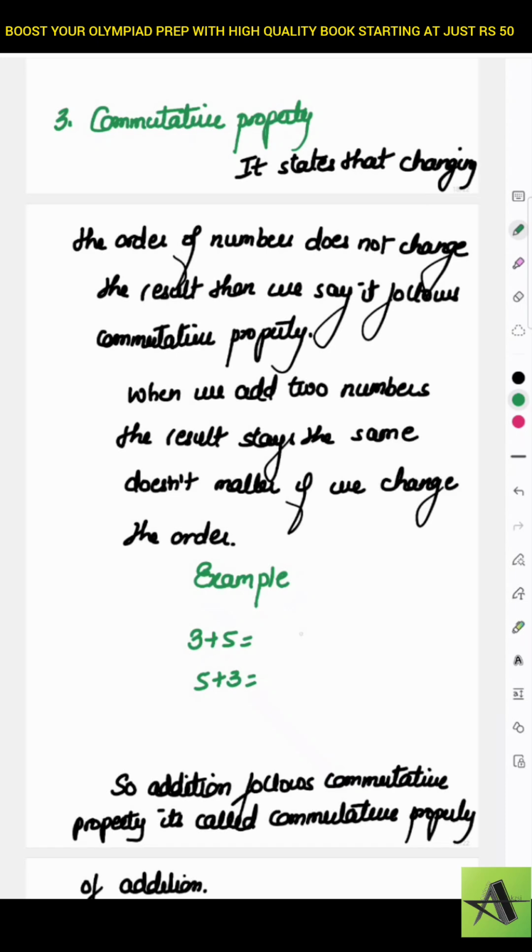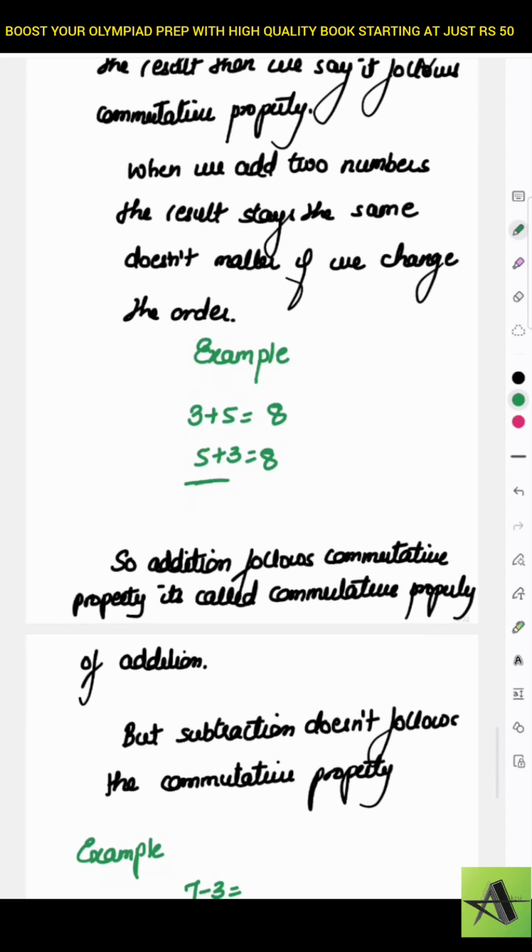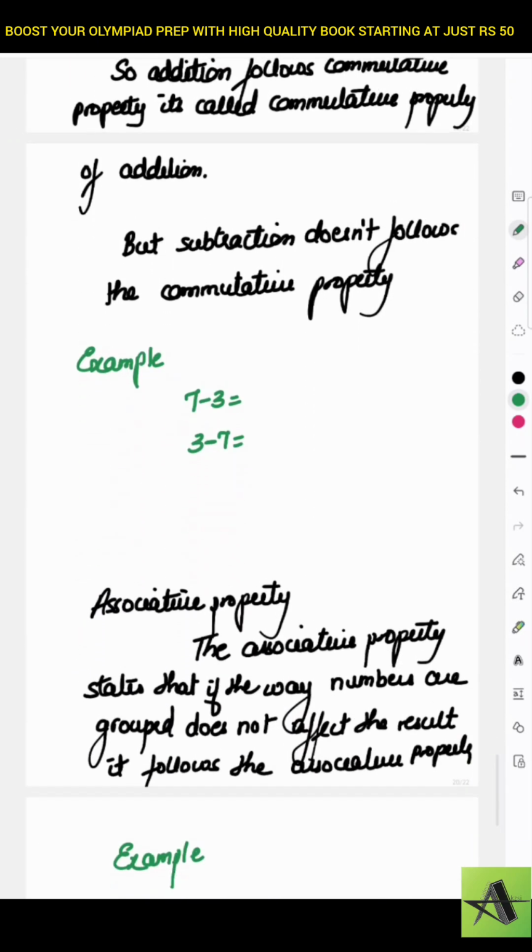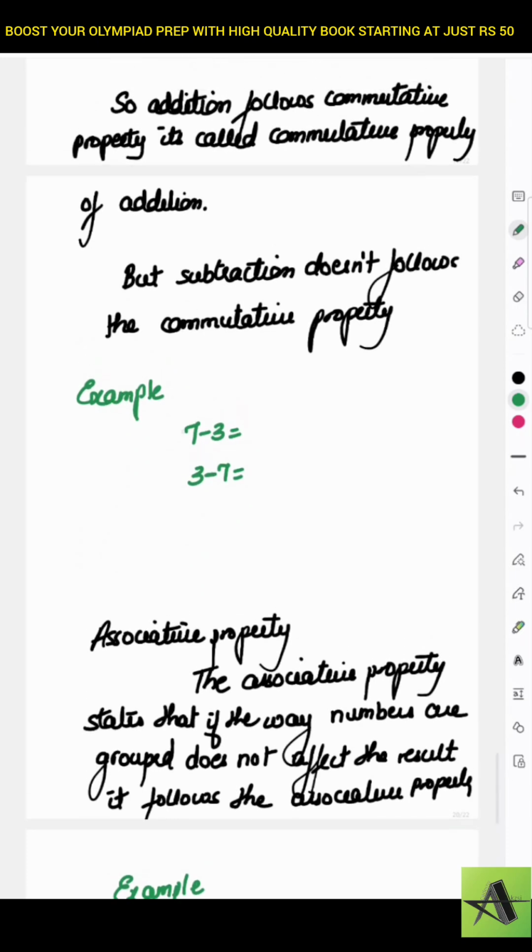Here is an example. 5 plus 3 gives me 8. Similarly, 3 plus 5 gives me 8. So you can clearly see, though I have changed the order, the answer is still the same. But subtraction doesn't hold the same, because 7 minus 3 gives me 4, but 3 minus 7 gives me minus 4. And that changes it entirely.